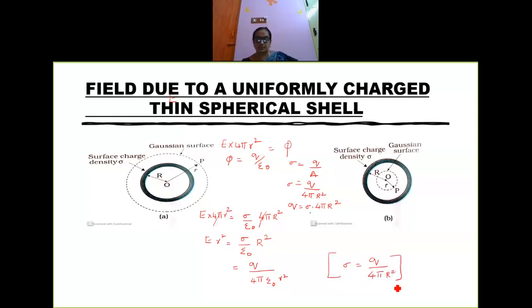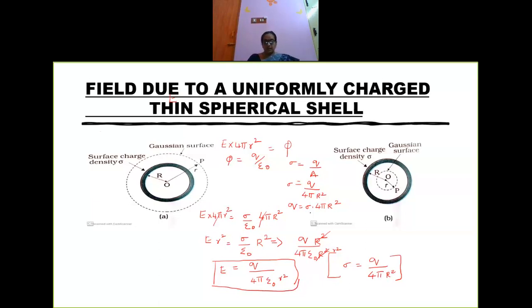So when I substitute, now what happens here? Let me show this to you. Substitute for sigma, so it is q, in the numerator I have r square, divided by 4 pi epsilon naught r square, into this side I have one more r square. So this r square and r square will get cancelled. So the remaining term is E is equal to q by 4 pi epsilon naught r square. So this is the electric field.